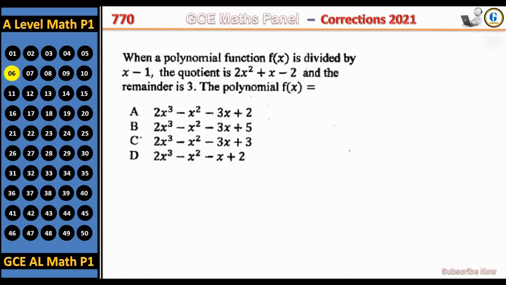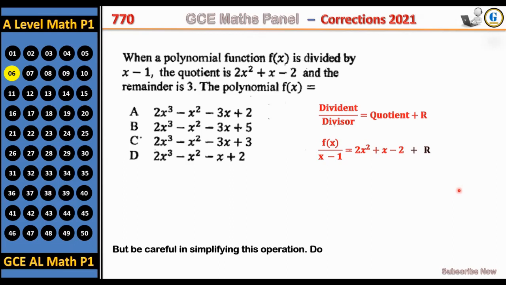Question 6. When a polynomial function f of x is divided by x minus 1, the quotient is 2x squared plus x minus 2, and the remainder is 3. The polynomial f of x equals. We have to use the relation of polynomials defined as dividend divided by divisor equals quotient plus remainder. And this will imply we have f of x, which is the dividend, divided by this divisor, which is x minus 1, should be equal to this quotient. The quotient here is 2x squared plus x minus 2, and we have been told that the remainder is 3.